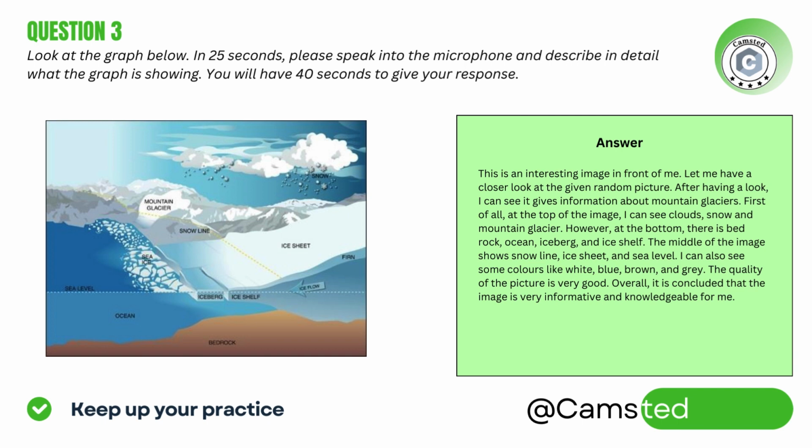The middle of the image shows snow line, ice sheet, and sea level. I can also see some colors like white, blue, brown, and gray. The quality of the picture is very good. Overall, it is concluded that the image is very informative and knowledgeable for me.